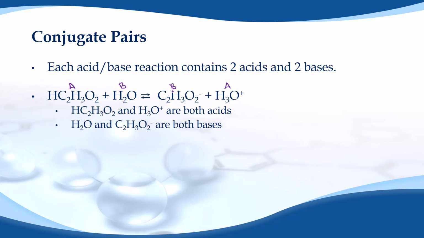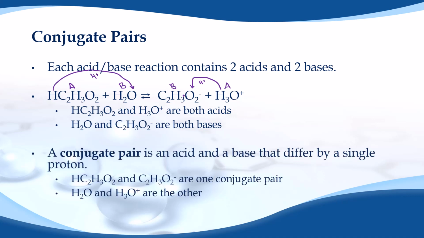If you remember a worksheet you may have done sophomore year, you drew an arrow from here over, labeled it as H+, took an arrow from here over, labeled that as H+, showing the transfer of the proton between the acid and the base. Same exact thing applies. So we have 2 acids and we have 2 bases. Now we pair these up into what are called conjugate pairs. Conjugate pairs only differ by a single H+.